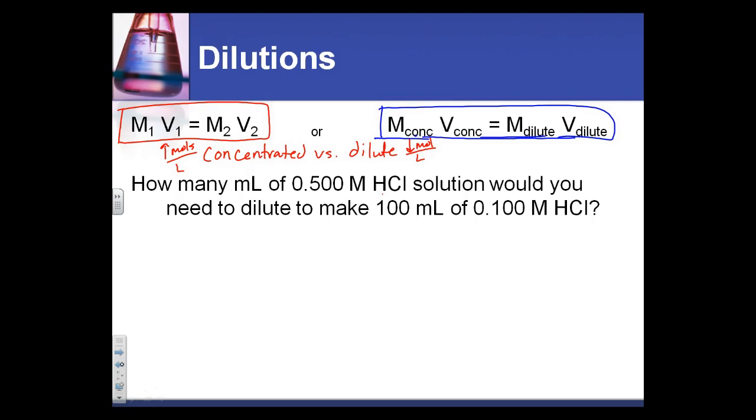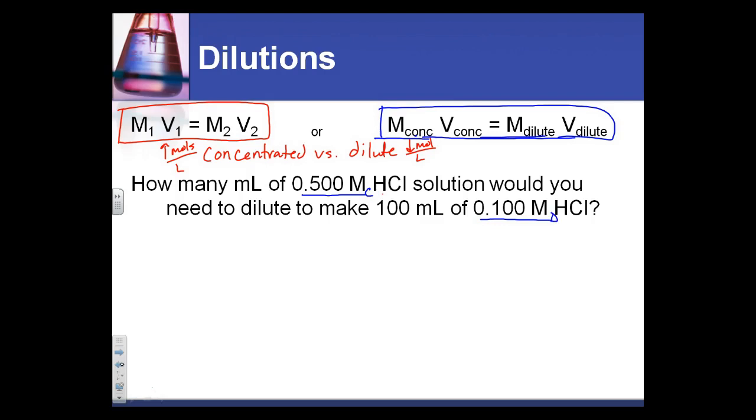So we have our concentrated molarity times our concentrated volume is equal to our dilute molarity times our dilute volume. If we look at this problem here, first we need to identify which solution we're dealing with. So you want to look at the molarities. I have a 0.5 molar solution and a 0.1 molar solution. The one that has the higher number is my concentrated one. So this is my concentrated, and this one is dilute because this one has less moles per liter.